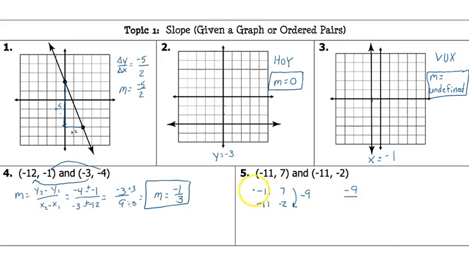And then if I'm at -11 and I need to get to -11, I'm not going to move, so that would just be over 0. -9 over 0. This means that my m is going to be, if you try the calculator, it says error, because I can't take something and divide it into nothing. So this is going to be that magical vertical line. So again, this is going to be an undefined slope.